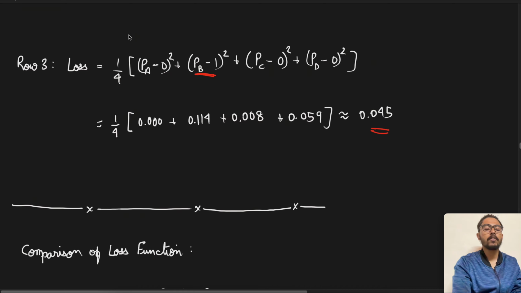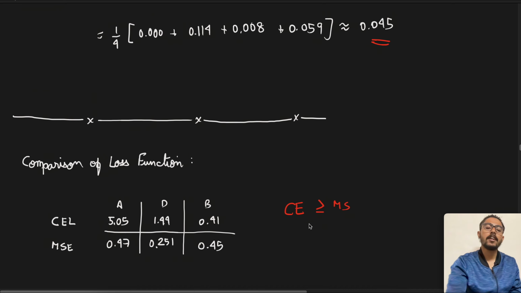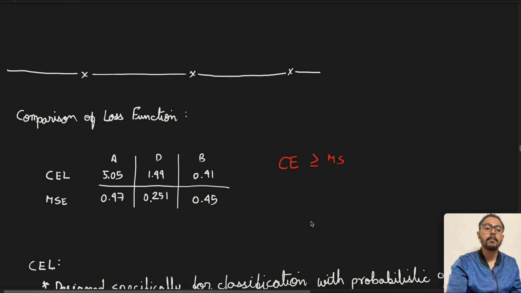Next we compare both of them. This is the straight numerical comparison for cross entropy loss and mean squared error loss for each of the classes. So A has 5.05 and 0.47. This is the loss for each of the classes. Now a common observation here is that cross entropy is seen almost greater than or equal to the mean squared error loss. It's not always the same, but generally this is seen. So why is it so? We can understand by the following properties as described below.